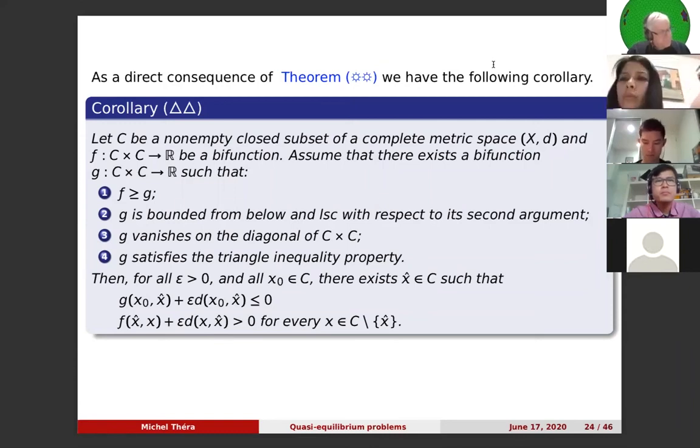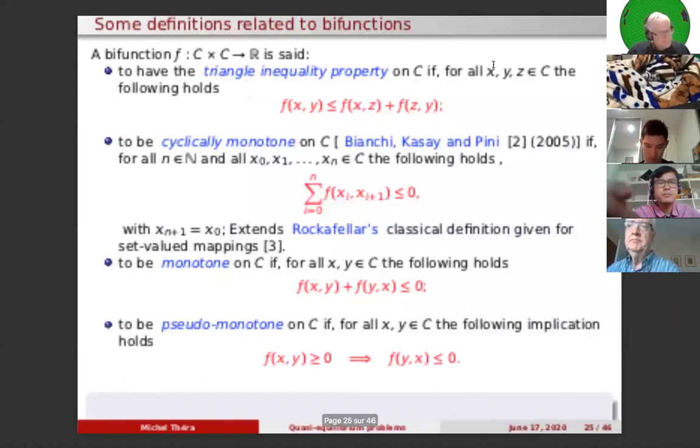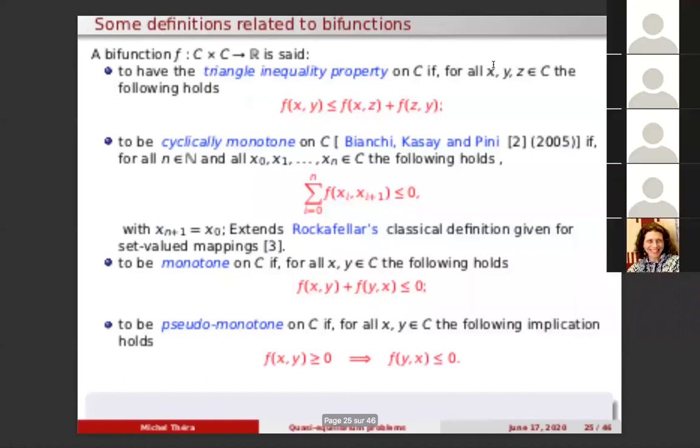Then, in this case, you have this result that for every epsilon strictly positive and all x naught in C, there exists x hat in C such that g of x naught and x hat plus epsilon, the distance between x naught and x hat, is less than or equal to 0. And f of x hat and x plus epsilon, the distance between x and x naught, is strictly positive for every x different from x hat. And now, the triangle inequality I already gave.